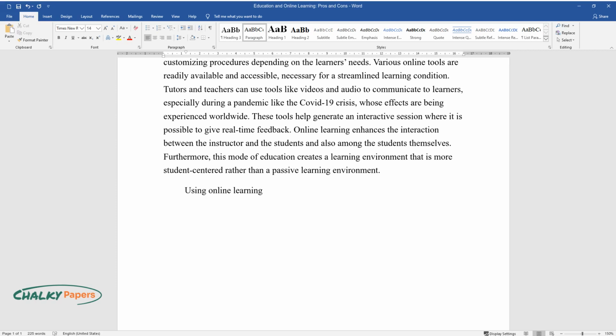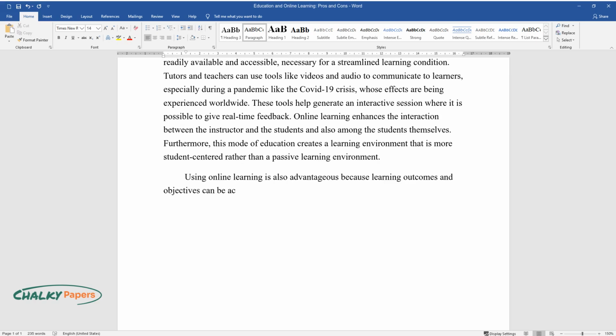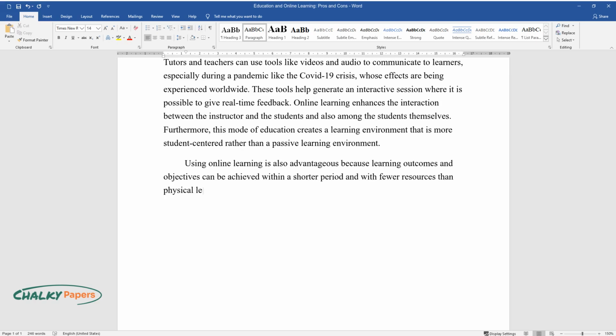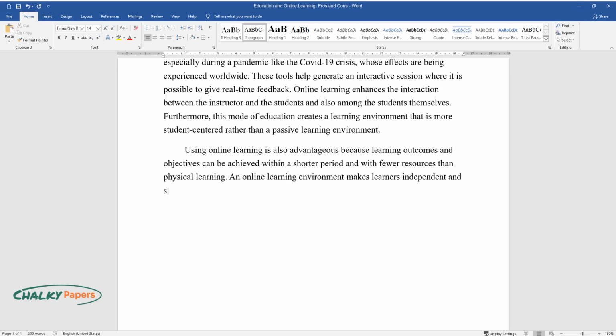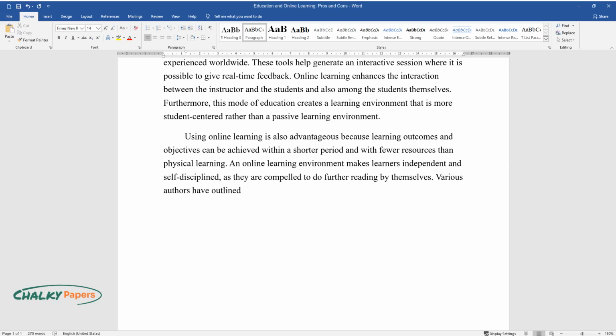Using online learning is also advantageous because learning outcomes and objectives can be achieved within a shorter period and with fewer resources than physical learning. An online learning environment makes learners independent and self-disciplined, as they are compelled to do further reading by themselves. Various authors have outlined the advantages of online learning from the learner's viewpoints.